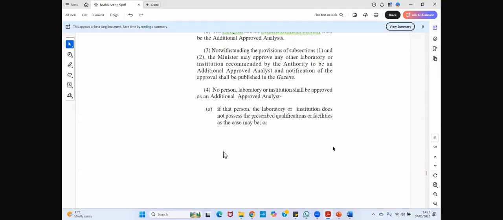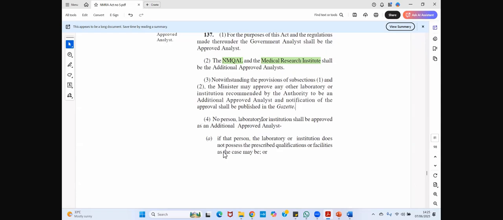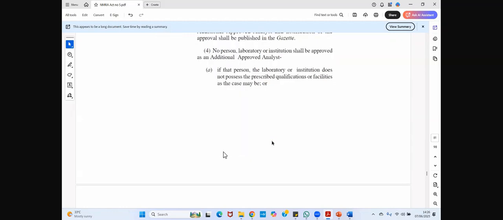And notwithstanding the provisions of subsection 1, the minister may approve any other laboratory or institution recommended by the authority to be an additional approved analyst, and that notification should be published in the Gazette. No person, laboratory, or institution shall be approved as an additional approved analyst if that person, the laboratory, or the institution does not possess the prescribed qualification or facilities, as the case may be, right?